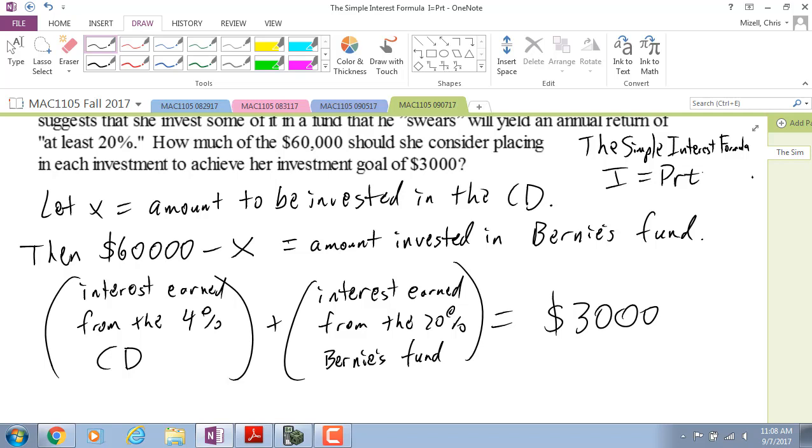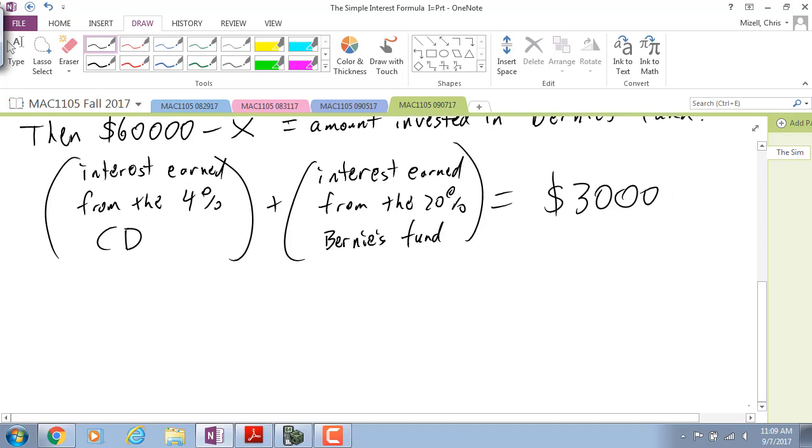So that's going to be one. The principals are both unknown, but we've got those expressed in terms of X. The interest rate, for one, we know is 4%. We'll convert that to a decimal, 0.04. The other one's 20%. We can call that 0.20 or just 0.2 if you like. And the interest is what we'll calculate in each of these great big sets of parentheses.